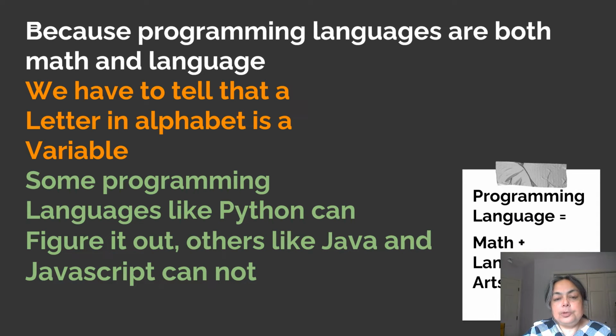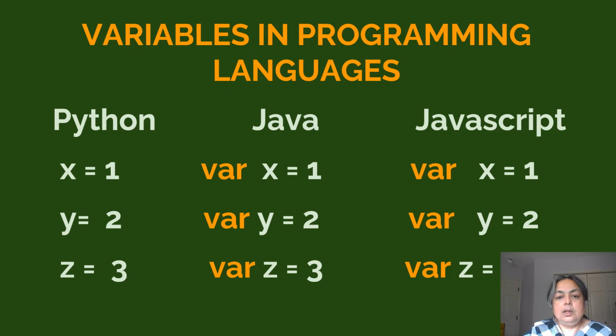Because programming languages are both math and language, when I use a letter, we have to tell whether it's a letter in the alphabet or a variable. Some programming languages like Python can figure it out, but others like Java and JavaScript cannot. Python is pretty much like algebra. You can just say x equals 1, y equals 2, and z will be 3. But in Java and JavaScript, slightly older languages, you have to say var, which is a keyword, short for variable. That way, the computer knows you are talking about a variable x, not just the letter x.